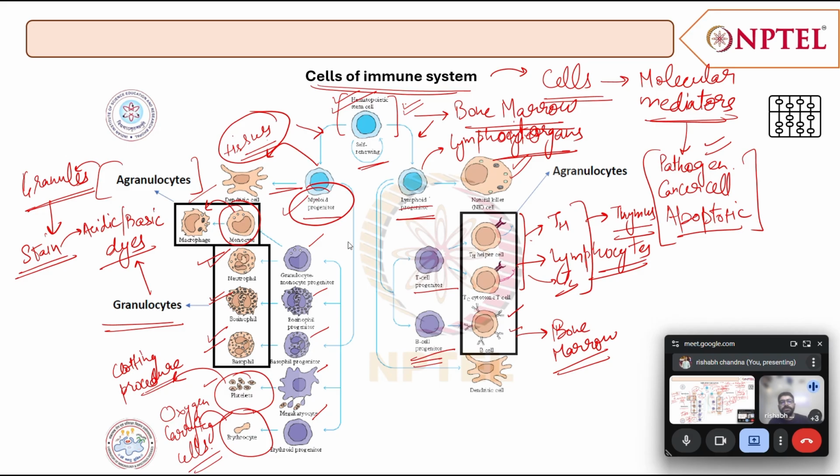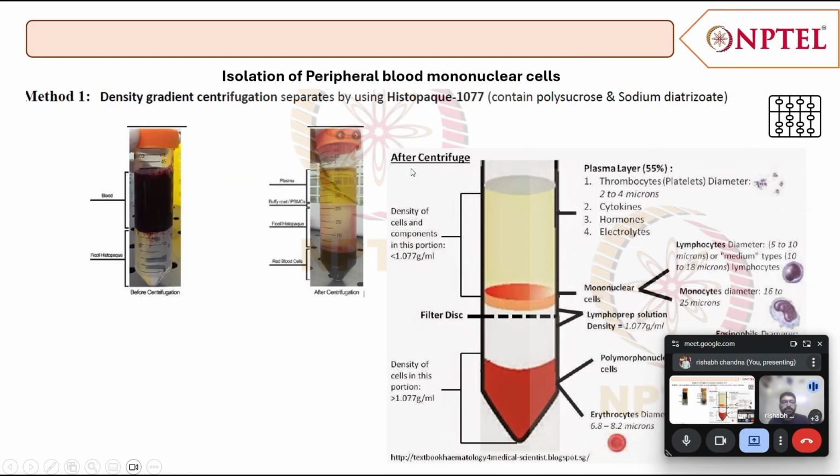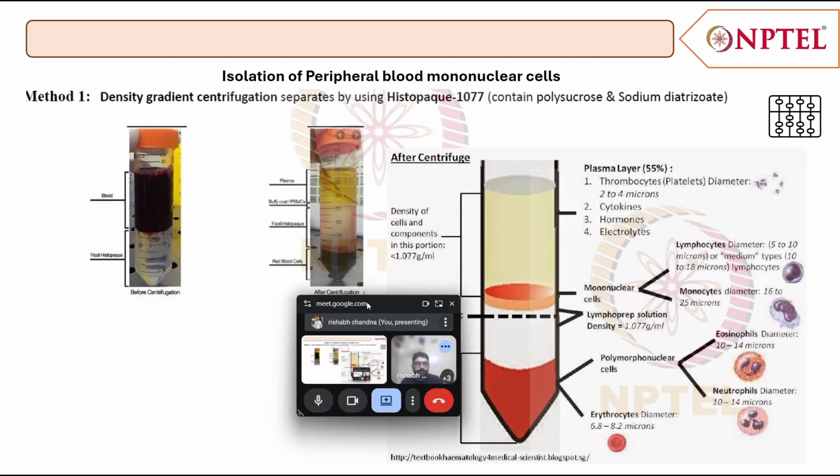So these were the lymphocytes that arose from the lymphoid progenitors, and the macrophages, neutrophils, basophils, eosinophils, platelets, and erythrocytes that originate from the myeloid progenitor. Okay, so now moving on to how do we isolate these cells?